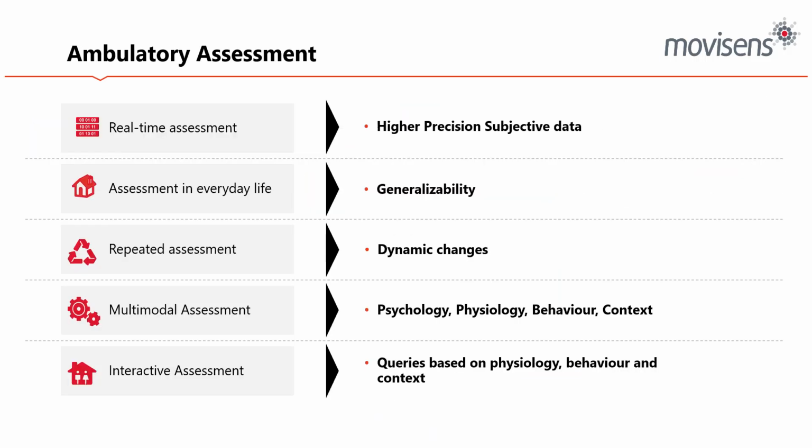Ambulatory assessment has a lot of advantages. Firstly, real-time assessment gives us a higher precision in our subjective data, and assessment in everyday life gives us ecological validity. It's generalizable. We can then repeat assessments more conveniently to observe dynamic changes, and our favorite topics here, multimodal assessment, so we can look at things like the psychology, the physiology, the behavior, and the context, and then interactive assessment, where we're utilizing queries based on physiology, behavior, and context to build a broader picture, so coloring in the picture of what's actually happening in the participant's life.